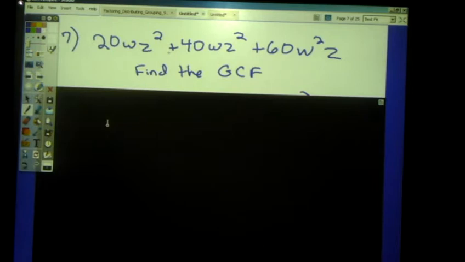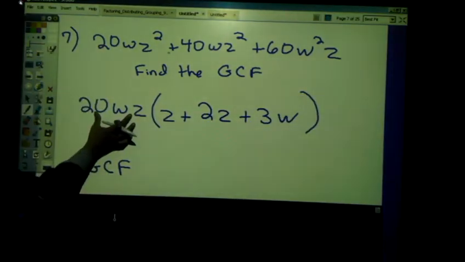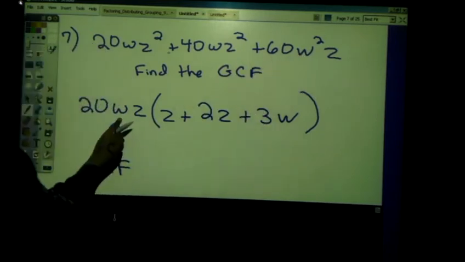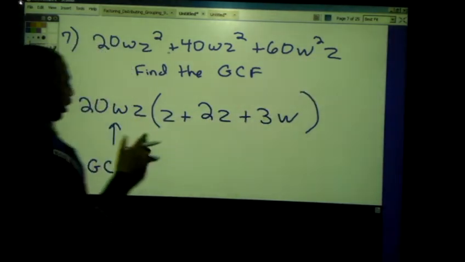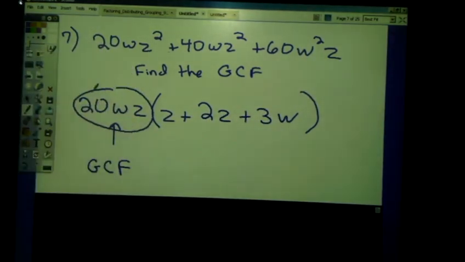Now, for this one, all we have to do is find the GCF for number 7. Okay? All we have to do is find the GCF. So, we find the largest number that goes into 20, 40, and 60. It's going to be 20. So, we pulled it out. Okay? The smallest W that you see in each one is W. The smallest Z that you see in each one is Z. So this is our greatest common factor. Okay? This is the GCF.